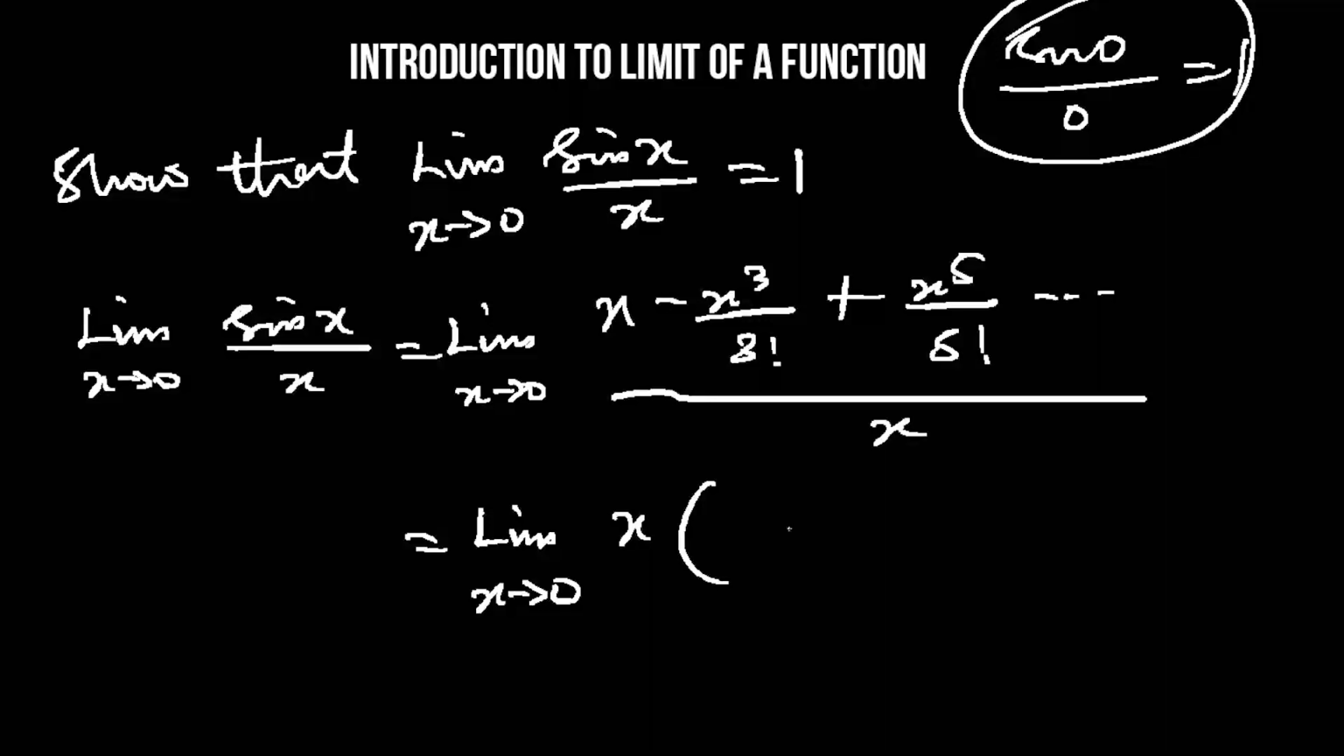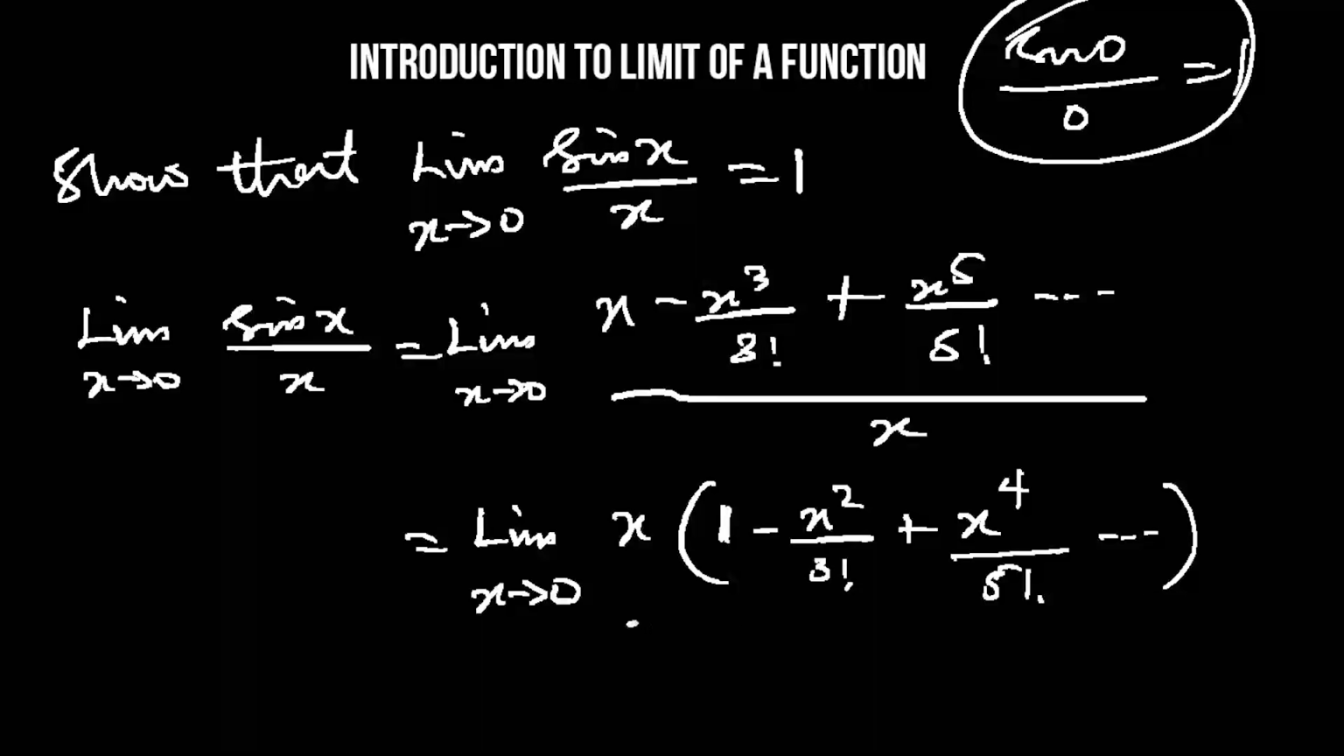Factorize it out. Then we have x outside. Then this is going to be what? 1 minus x squared over 3 factorial plus x to the power of 4 over 5 factorial, and so on like that, divided by x. Have you seen this now? So this and this would cancel.